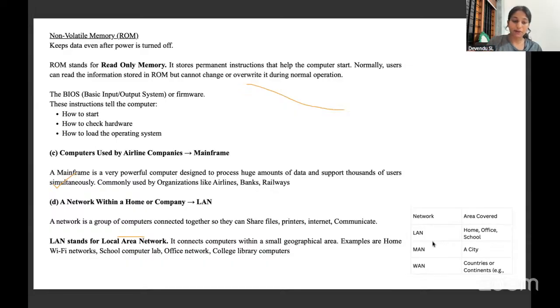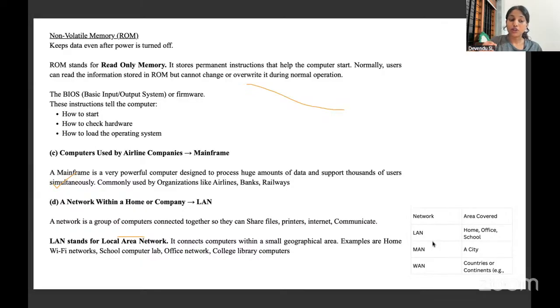The mainframe is a very powerful computer designed to process huge amounts of data and support thousands of users simultaneously, commonly used by organizations like airlines, banks, and railways. Option D, a network within a home or a company, is LAN. What is a LAN? LAN is a local area network.